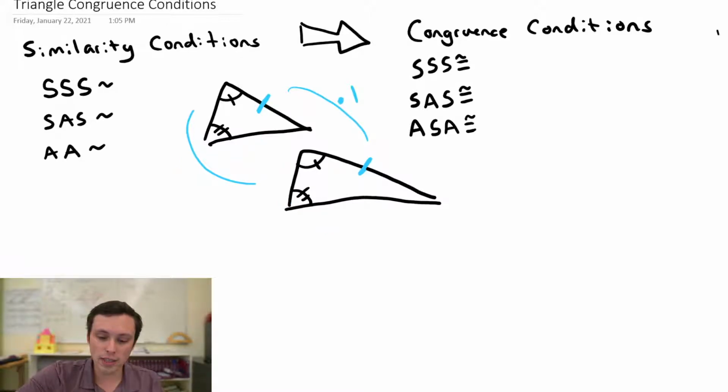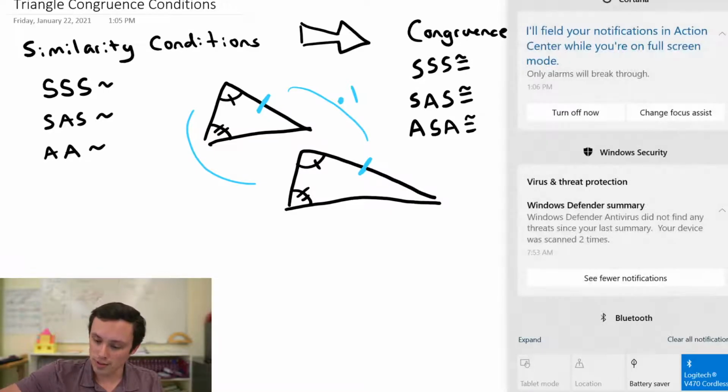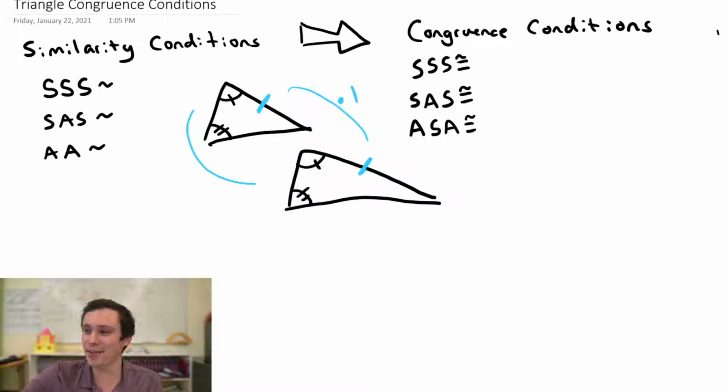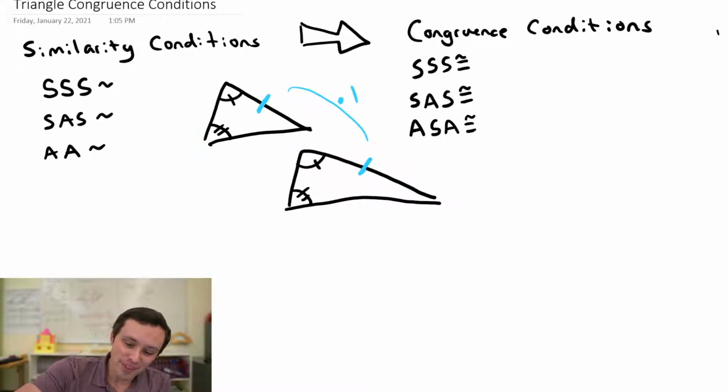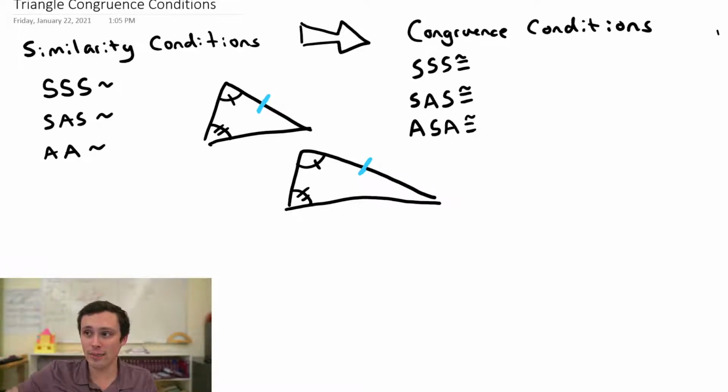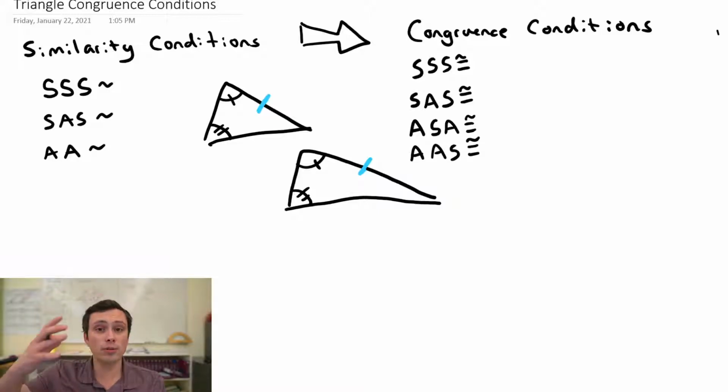This one usually gets written down as, well, not the angle side angle. It's a little bit different because of the location of the side. You have both angles, and then you have a side that's not between the two angles. And that gets you the angle angle side congruence test.